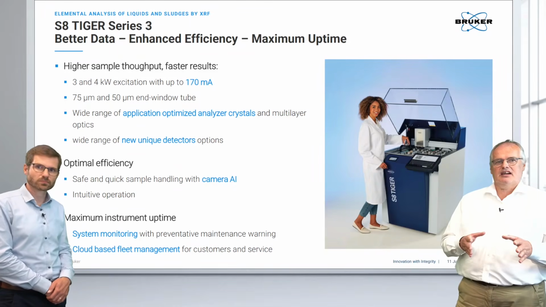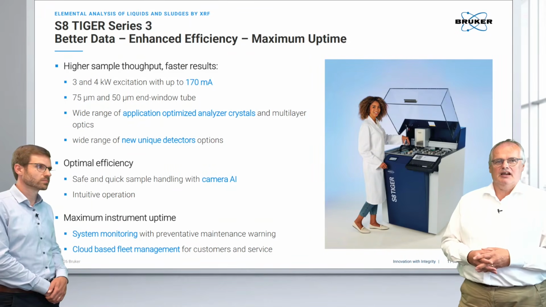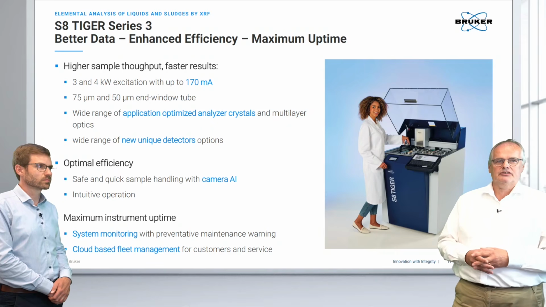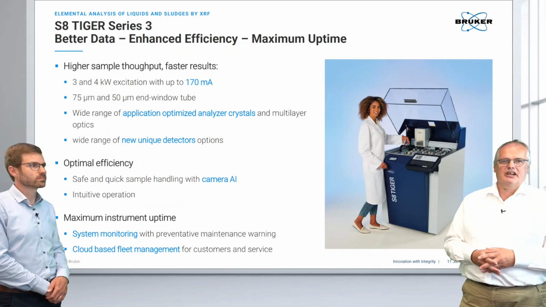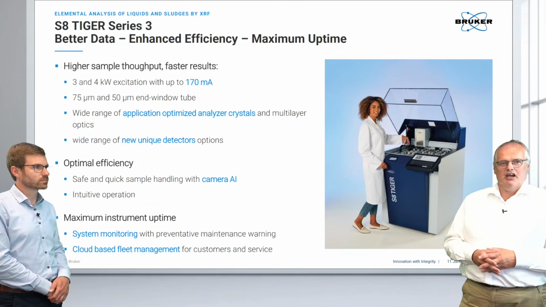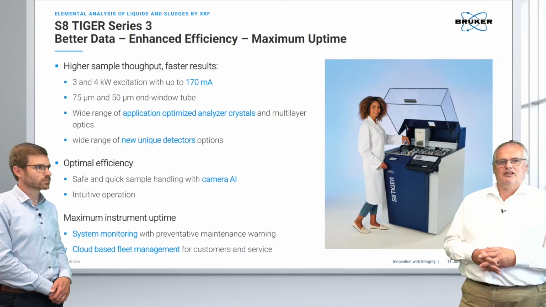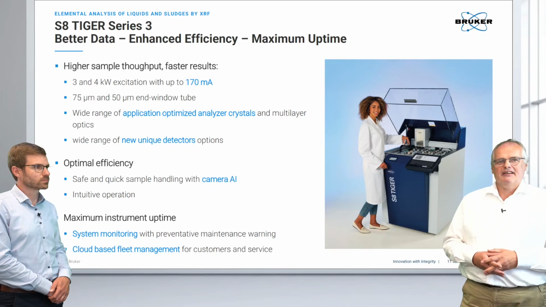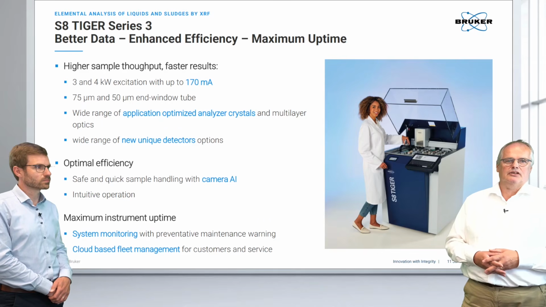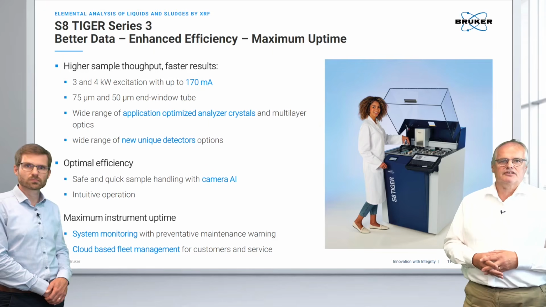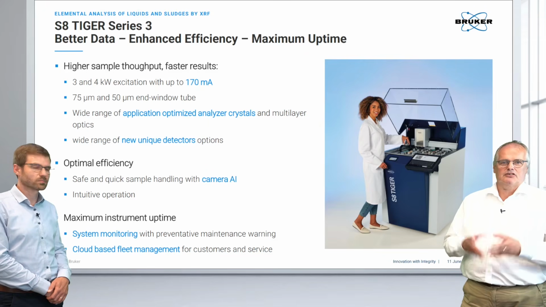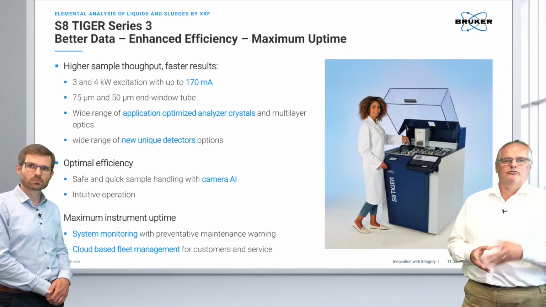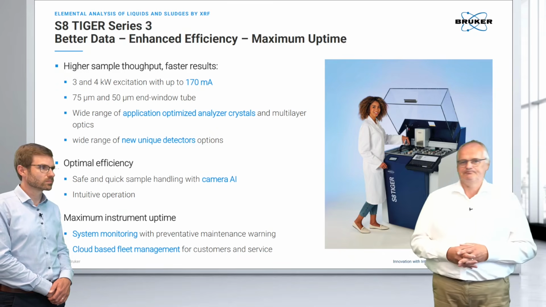In this case, we use an S8 Tiger Series 3, our latest model. It works with up to 4 kilowatt excitation. You remember from the beginning of the presentation, it uses the advanced wavelength dispersive optic to provide better resolution. In most cement plants or power plants, this kind of instrument is available. They are typically in 24-hour operation. They have a fast sample throughput, very powerful for major elements, but also for traces.